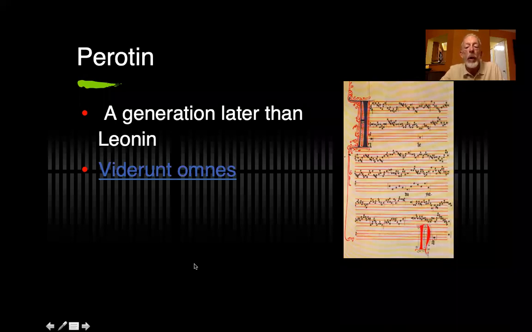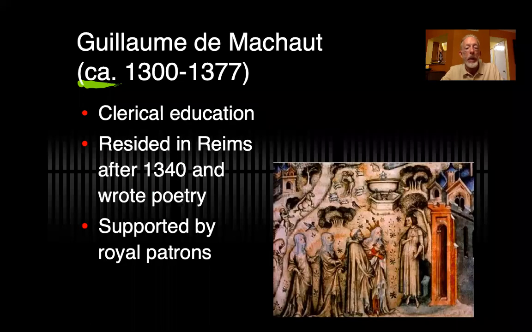So this early organum style continues to develop. And by the 1300s, we get maybe the greatest composer of the late medieval period, Guillaume de Machaut. Machaut was educated in the church, but he was known as a poet. He was hired by the King of France and lived in Reims, which was the royal city of France at the time, wrote poetry and wrote music.